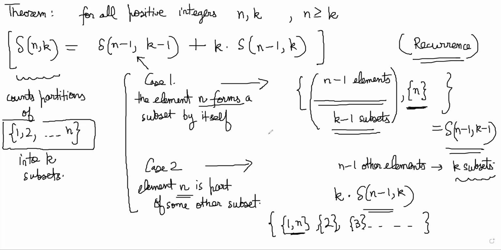So eventually now we are getting case 1 is this, case 2 is this, and the addition basically counts all the ways in which you can partition 1 to n into k subsets. Why? Because these two are mutually exhaustive, right? These two cases cover everything. Either n will form a subset on its own, or n will be part of some other subsets. There is no case 3 here, right? So therefore, we have proved that eventually you are counting the partitions of the same set 1 to n into k subsets. So this is a combinatorial argument for the proof.